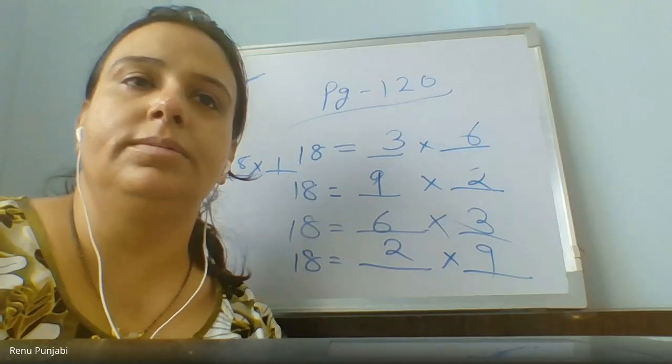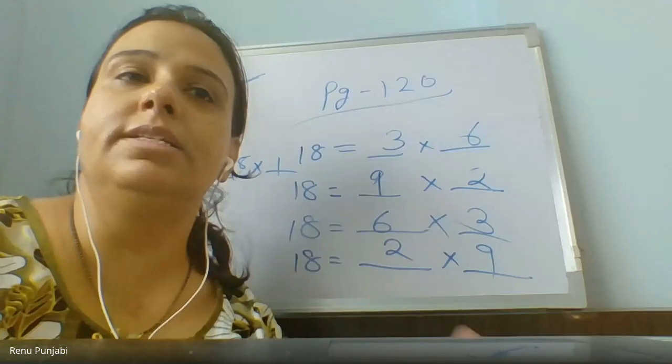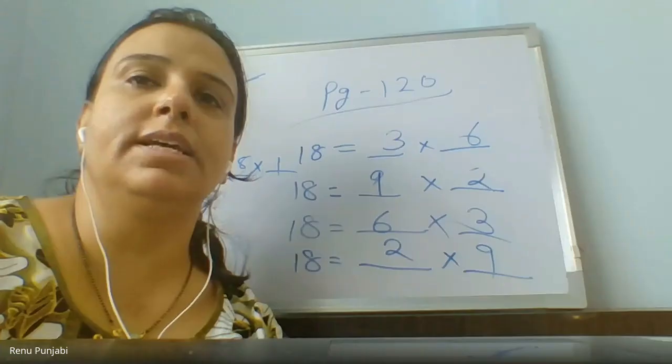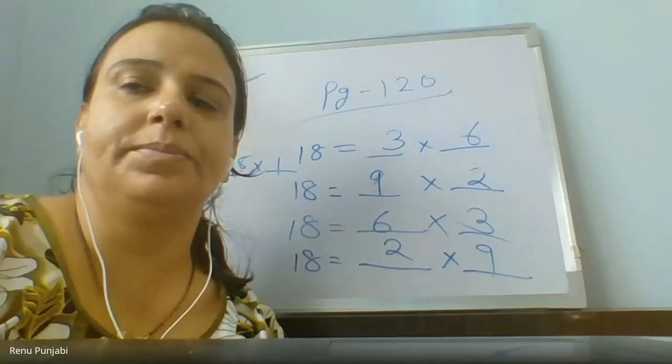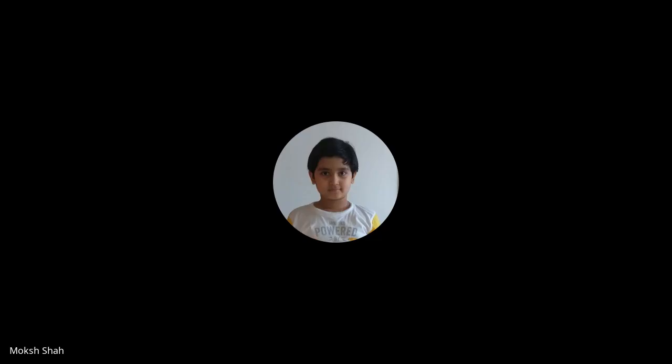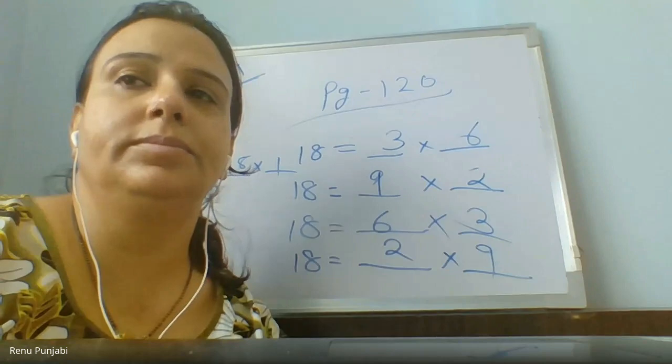12 ones are 12. 12 twos are 24. 12 threes are 36. 12 fours are 48. 12 fives are 60. 12 sixes are 72. 12 sevens are 84.